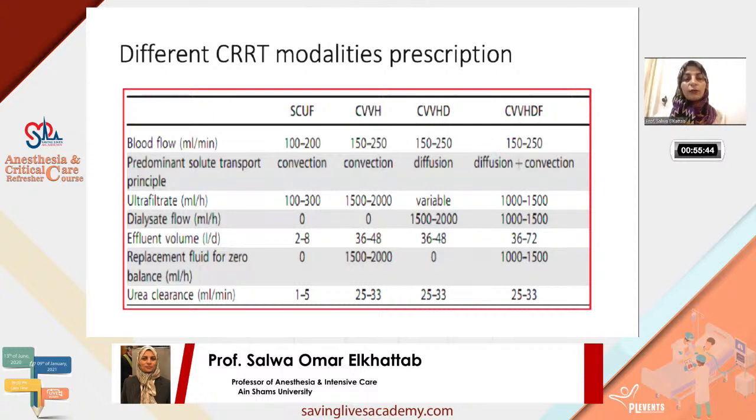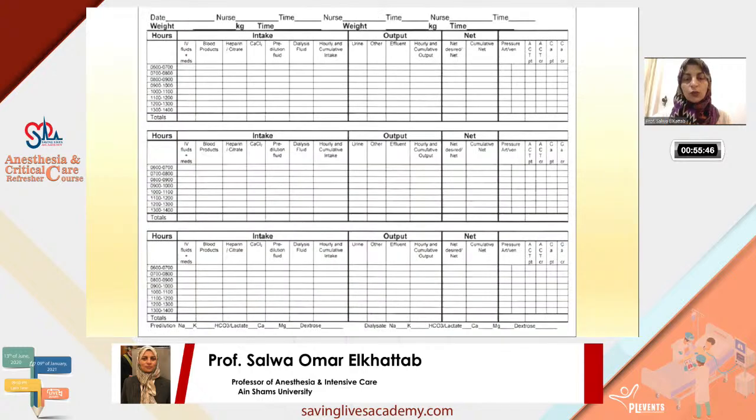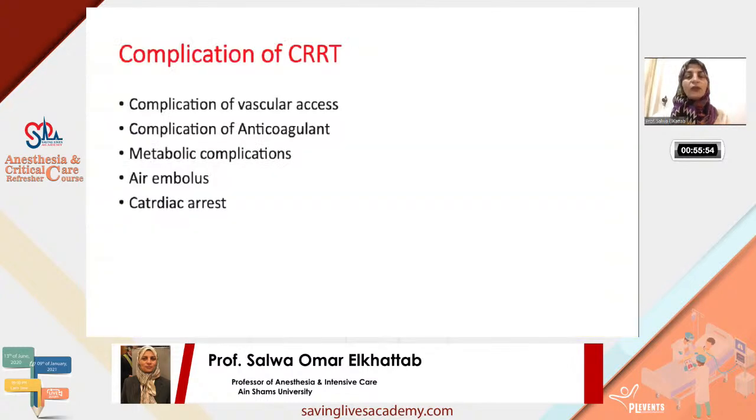And this is a nice flow chart used in some institutes for patients on CRRT. This is the task of the intensive care nurse. What are the complications of CRRT? Like intermittent hemodialysis: the vascular access, the anticoagulation, the metabolic complications. Hemodynamic instability is still a risk, even though it is much less than with intermittent dialysis.